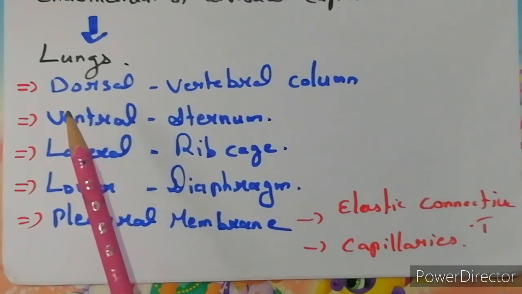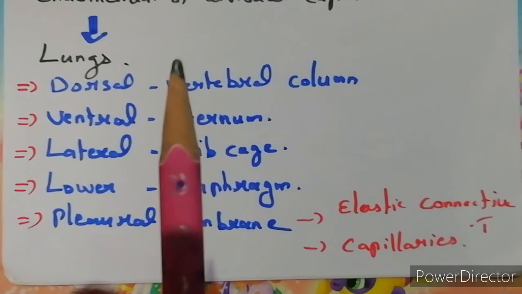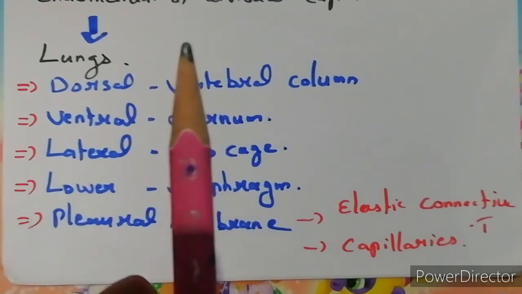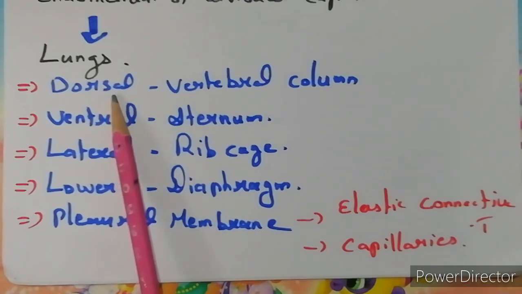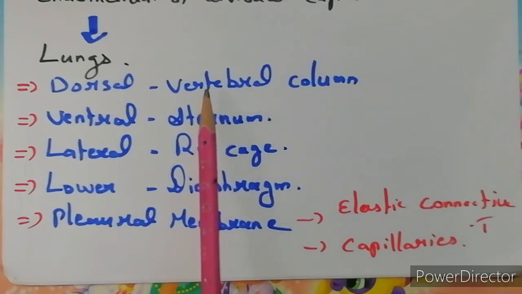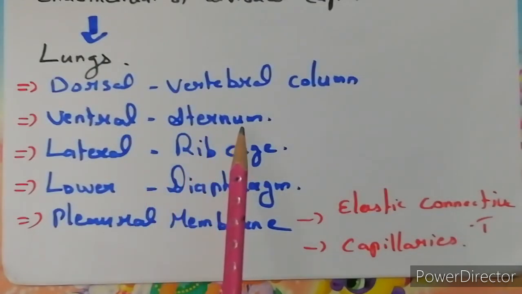If we go to the dorsal side, this is the dorsal view, and below that we could say it's the ventral side. The dorsal side consists of the vertebral column. If we stand in a straight posture, we could say the back side, where the vertebral column is. Am I right? On the front side or ventral region, the sternum is there. The chest bone is called the sternum.